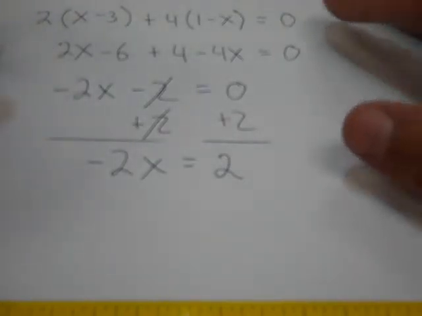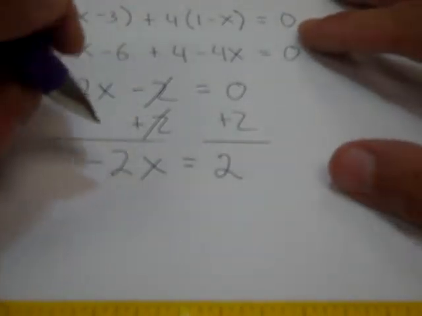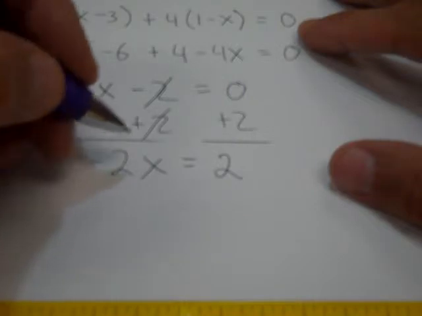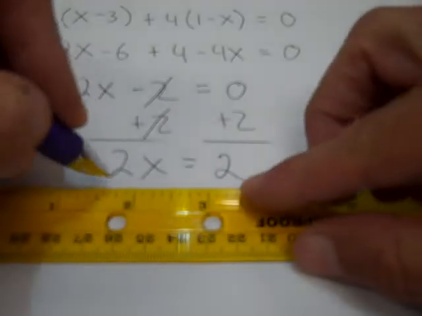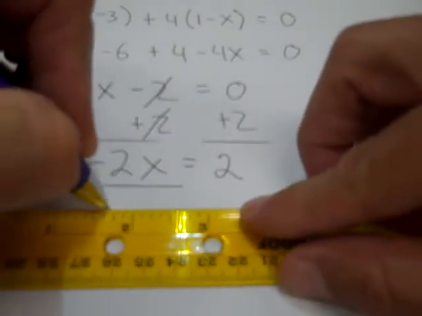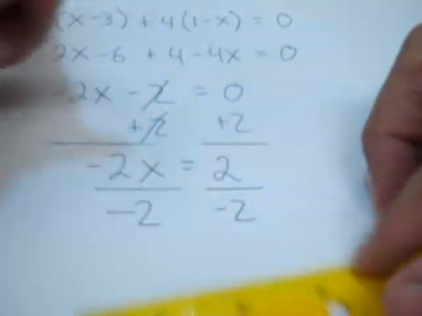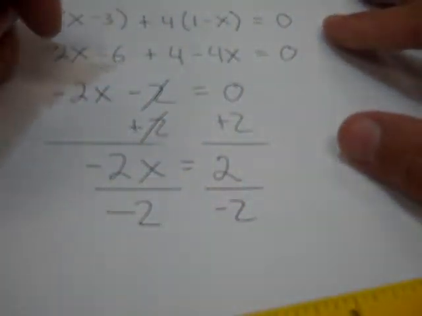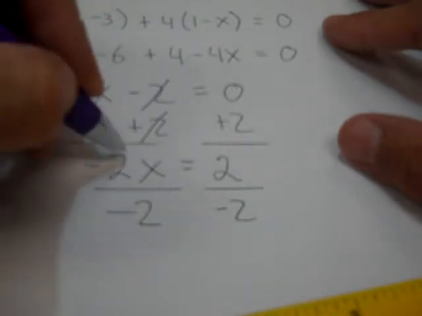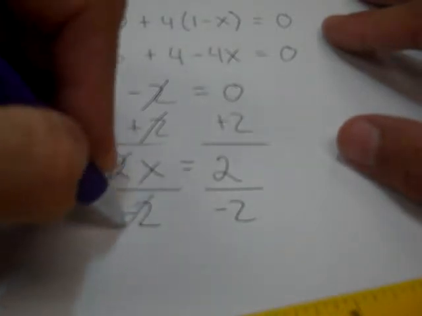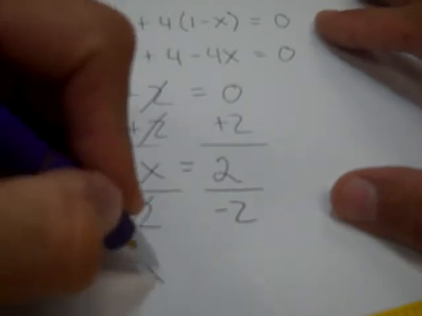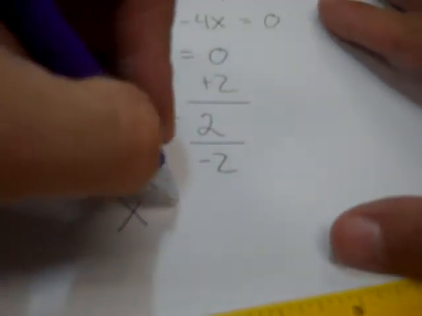Again, we're going to use inverse operations of multiplication. The inverse operation of multiplication is division, so we're going to divide both sides by negative 2. And what that does is that cancels out the negative 2's on the left-hand side and leaves us with x equal to 2 divided by negative 2, which is negative 1.